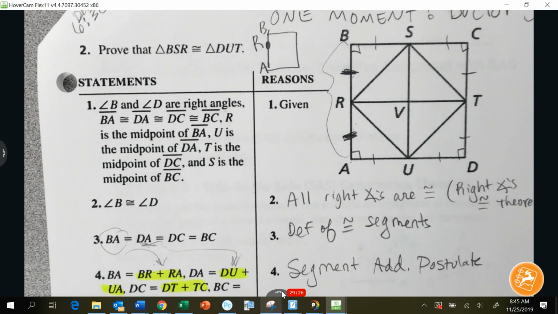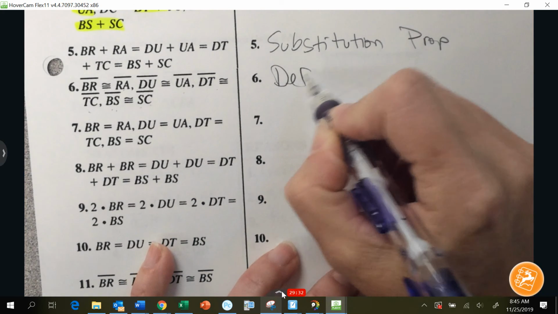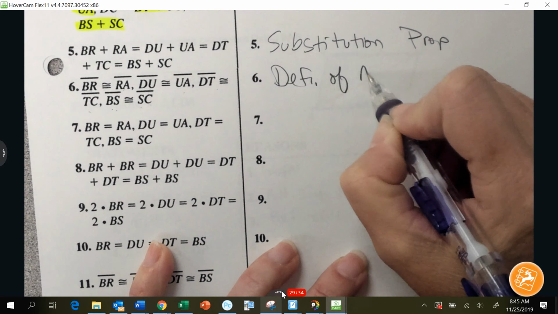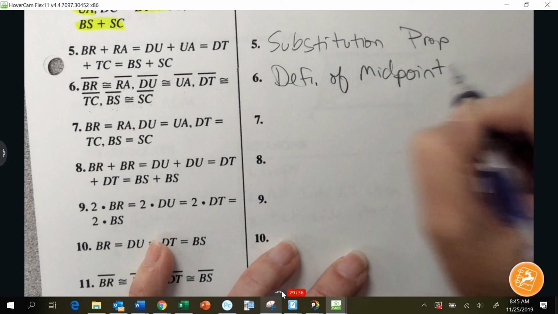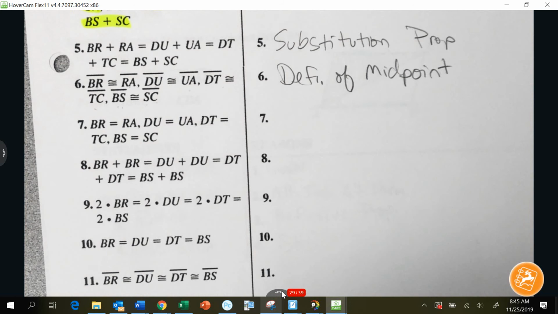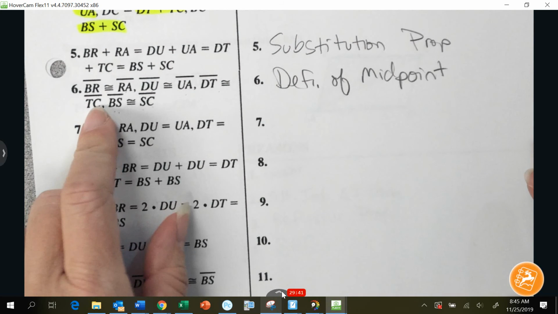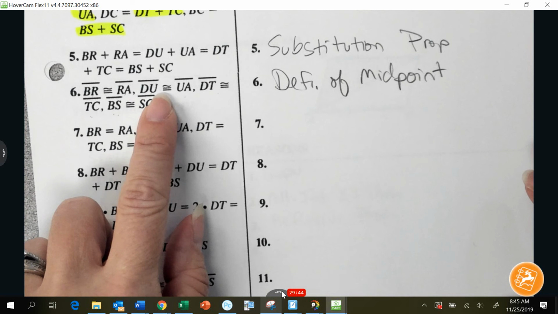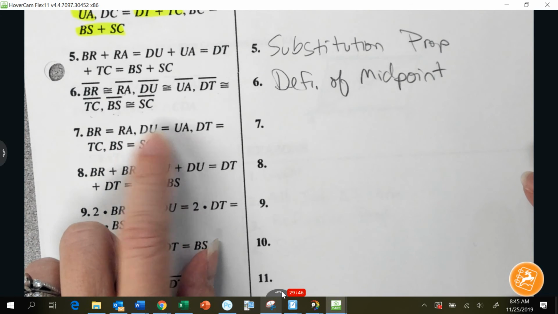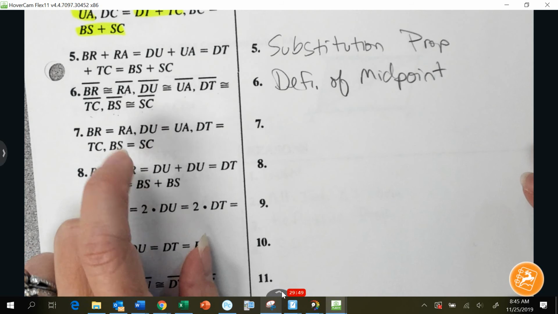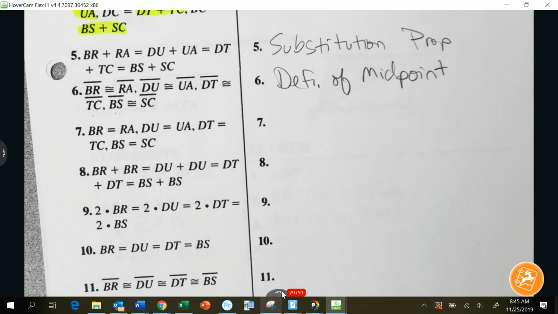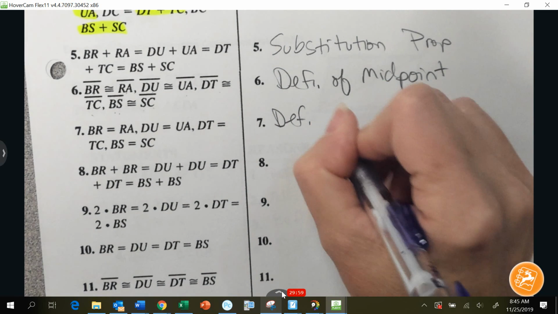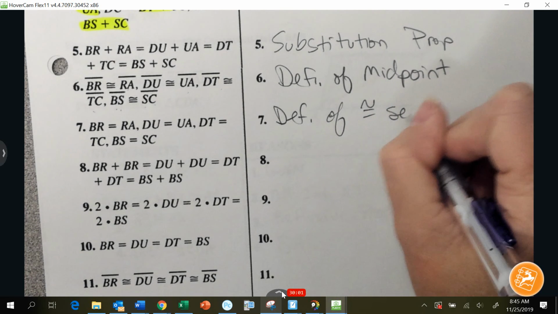Yeah, it's because this is the midpoint, right? So I'm going to say definition of midpoint. All right, next one takes the exact same statement as number 6. It just changes it all to distance and equals. David's going to tell me this one. Yep, thank you. Definition of congruent segments.